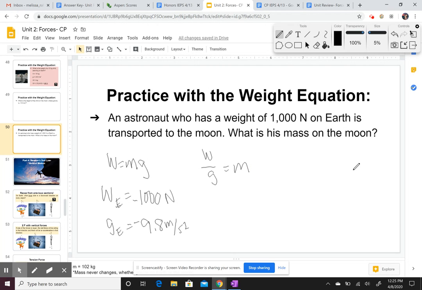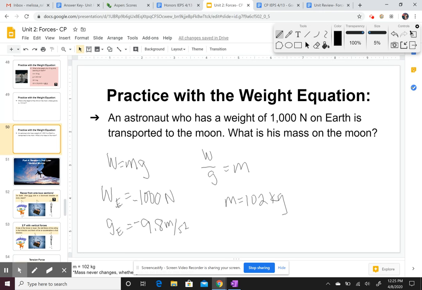So when you divide 1,000 by 9.8, your negatives cancel. You get 102 kilograms. So that's his mass on the Earth. And like we said before, mass doesn't change no matter where you go. So that's also his mass on the moon. That's your answer.